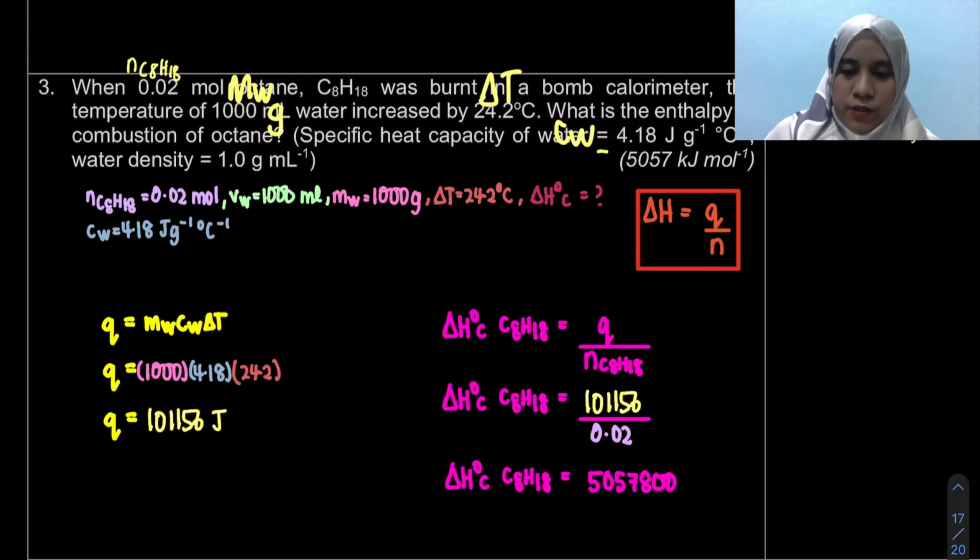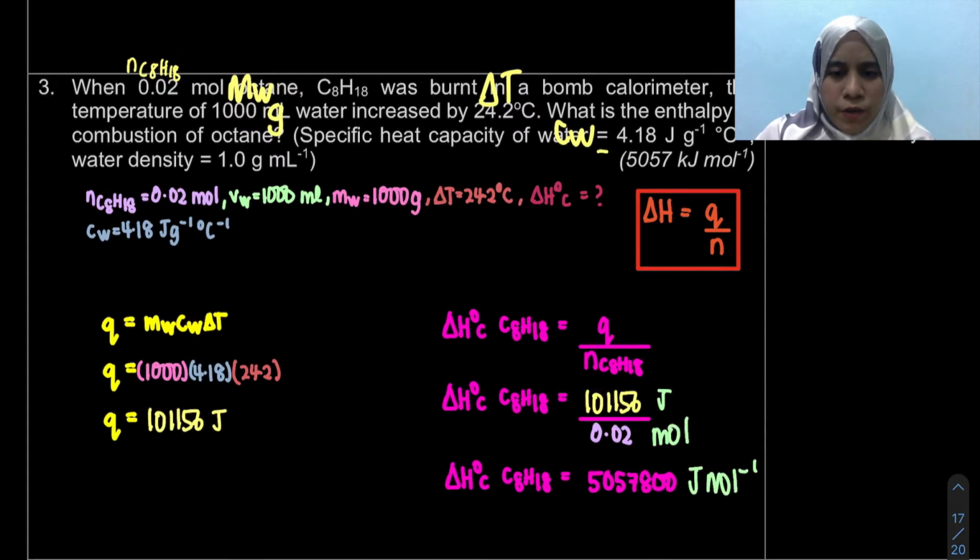But then the answer is this one kan? Okay, tapi tak apa, tengok dulu. Okay. Again, for this case, the unit of Q is joule. The unit for number of mole is mole. So unit area will be joule per mole. Okay. But then again, because it does not specifically mention in kilojoule per mole, so we can leave it here, or we could write down the answer as 5057 kilojoule per mole. But then that is not the end of the question yet.